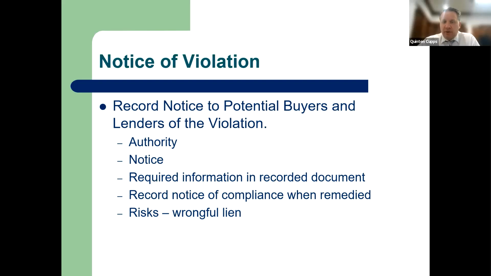You need to see if you have the authority to do this. You also need to understand that there are risks that come with this. If you're wrong, if the information you provide is inaccurate, now you've created potentially a wrongful lien against that person's property. Again, it's an argument, and there are statutory penalties for doing that. If they correct the violation and you forget to record a release of that notice of violation, that's going to be a problem for you.